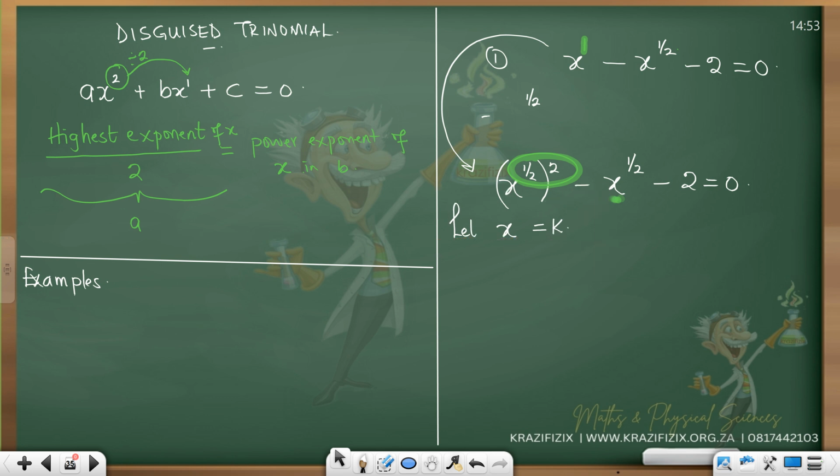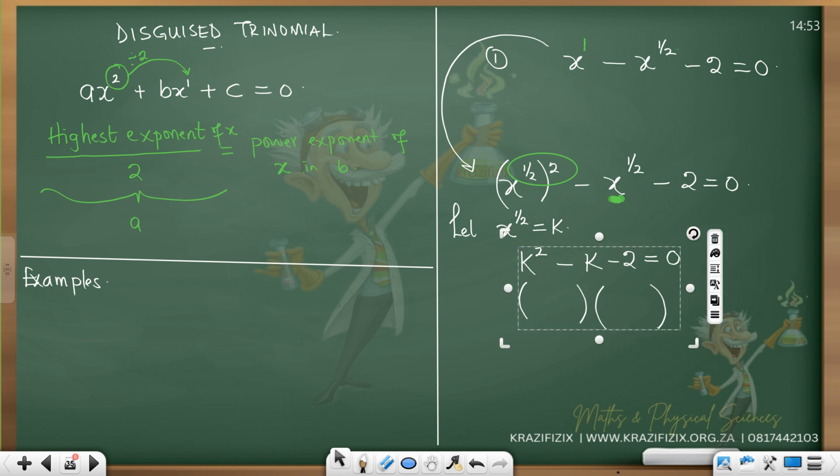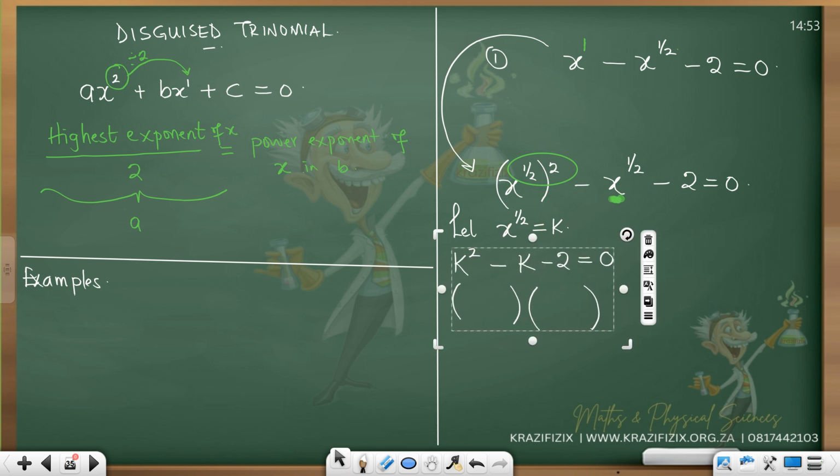All right, the half is refusing. Let's go by force. It must come down. Now we have rewritten that equation. Anywhere I see x to the power half, let's put a k. What would it be? k to the power 2. That whole thing is k. Oh, check. It's a trinomial. Now we can open 2 brackets. So it was disguised. That's why we call it a disguised trinomial. It was disguising as if it's not a trinomial.